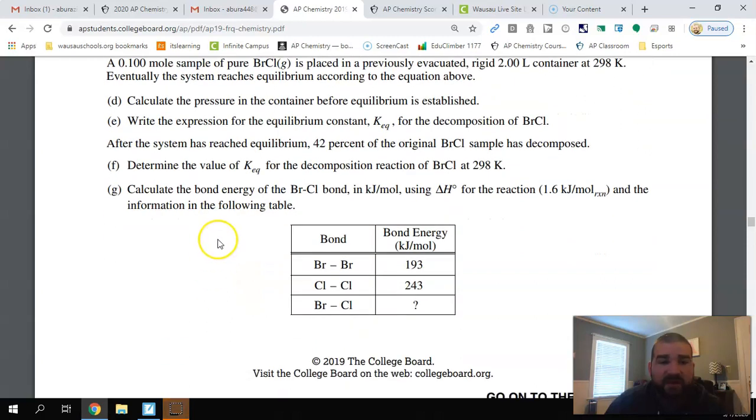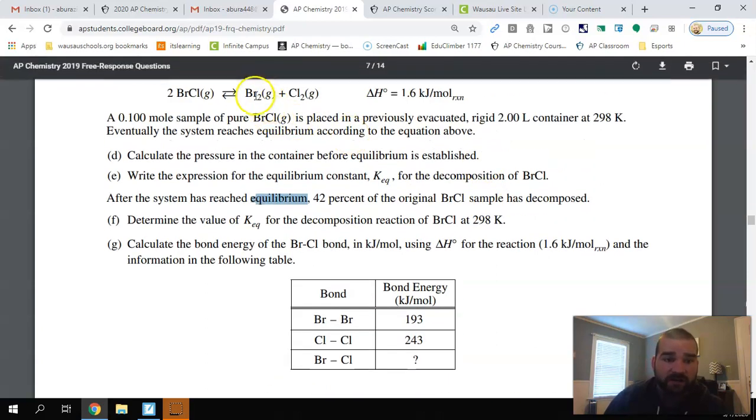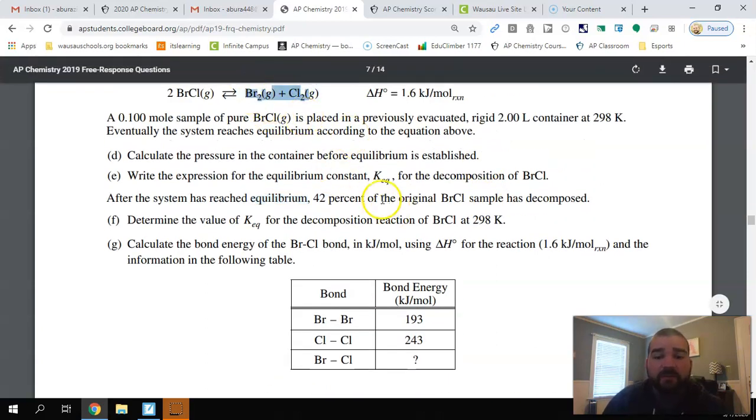F, determine the value. Now this is way more involved, okay? There's another sentence in between here that I shouldn't skip. We should really be focused on this because this is going to help us solve this thing. So after the system has reached equilibrium, 42% of the original BrCl sample has decomposed. In other words, 42% has turned into the products, which are these two things, and the remaining 58% is still the reactant. Okay? So this is an ICE table, which is lots of fun.